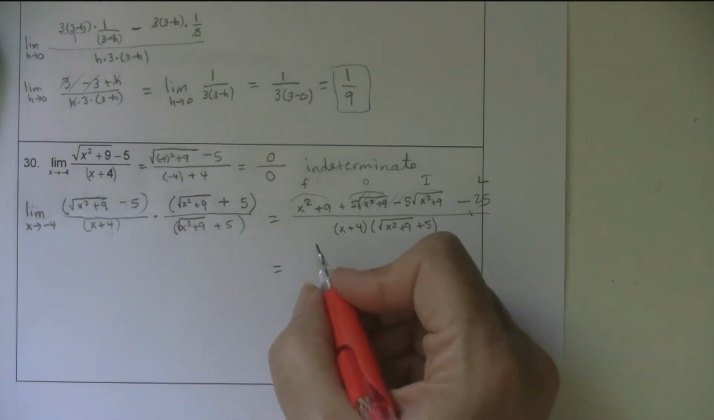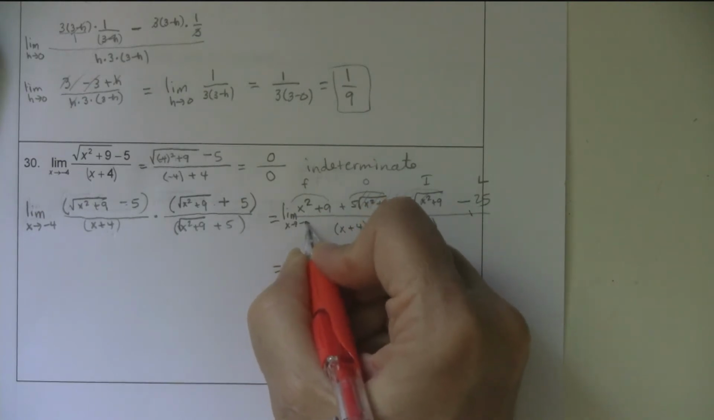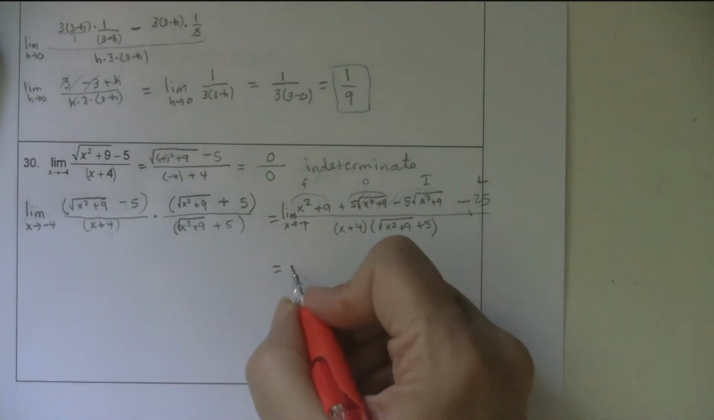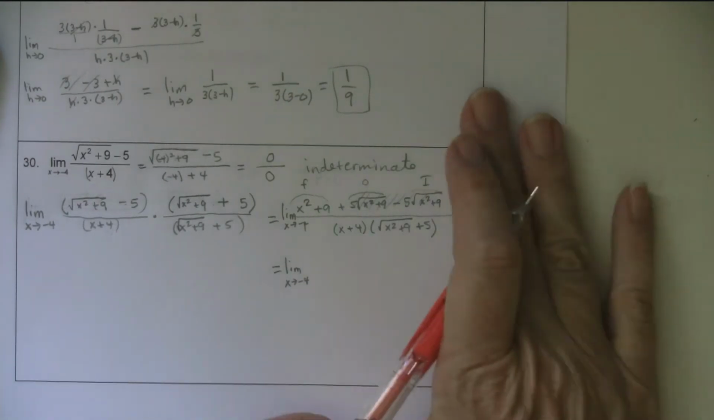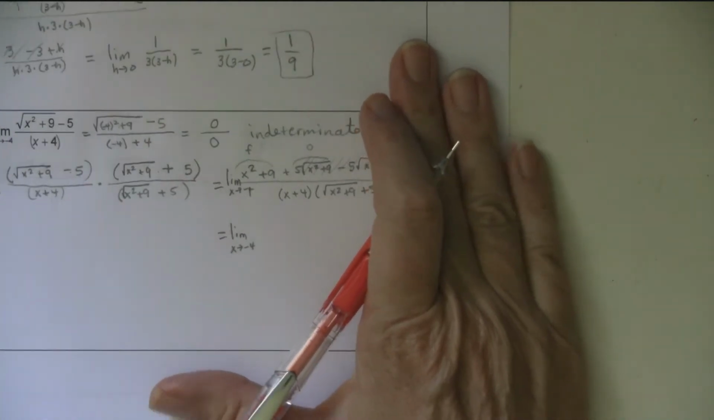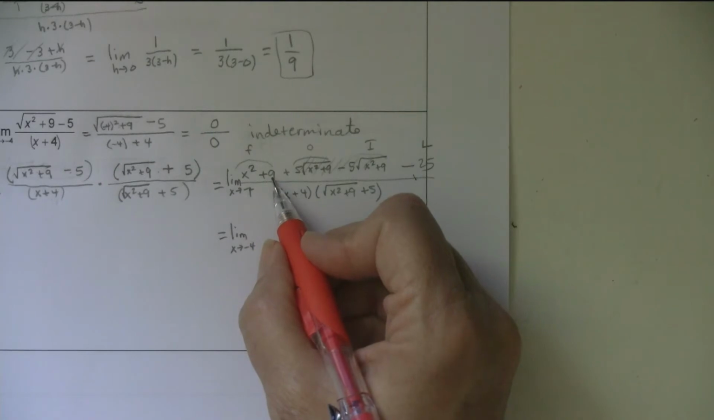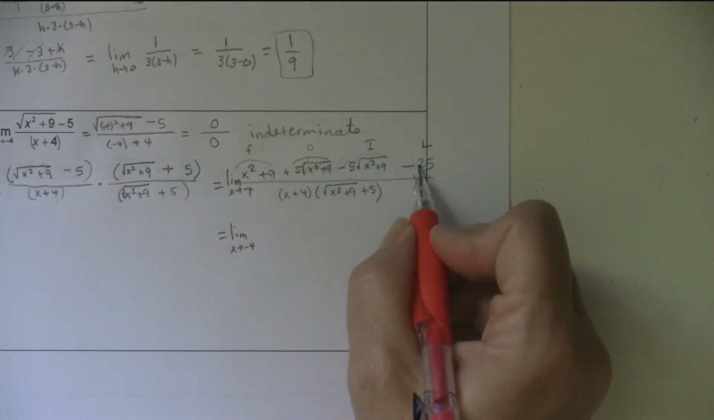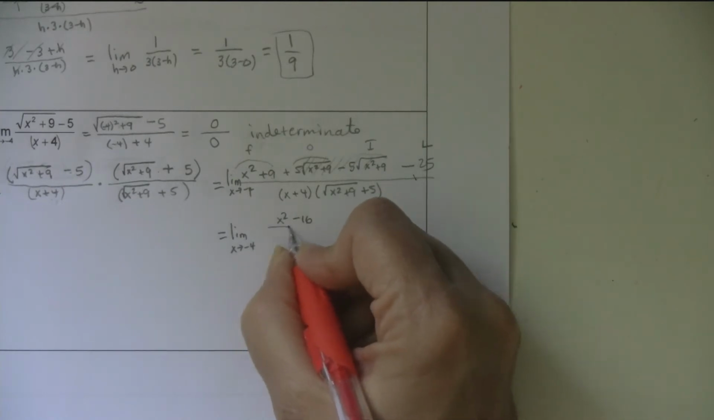So long story short, I haven't found the limit, so I still should be writing the limit sign. So I'm going to write my limit sign here so I don't forget it. I should not be ignoring the limit sign. And I'm left with x squared plus 9 minus 25. So that's x squared minus 16 for the numerator.